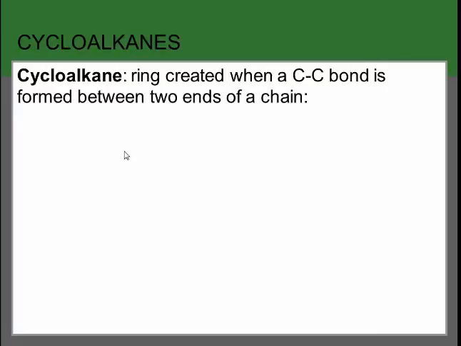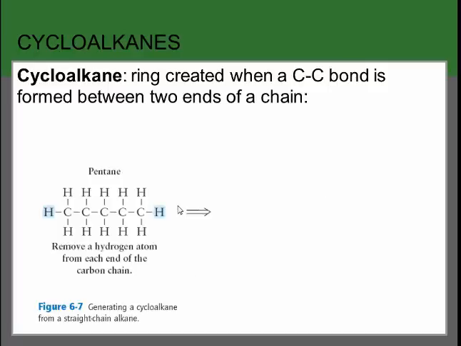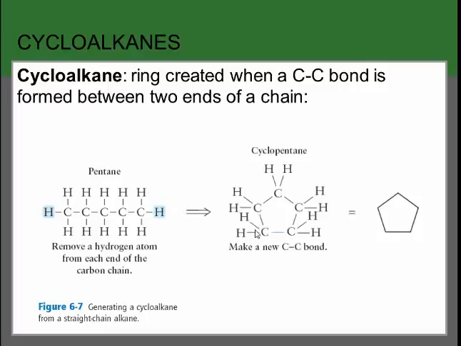So cycloalkanes are a ring created when a carbon-carbon bond is formed between two ends of the chain. Here the example is pentane. If we remove these two H's from either end of the chain, we can connect those two carbons if we pull the chain around in a ring. And so we can create a new carbon-carbon bond. We now have 2, 4, 6, 8, 10 hydrogens, where we had 12 hydrogens to begin with. If we remove 2, make a new carbon-carbon bond between the ends of the chain, we can make a ring.